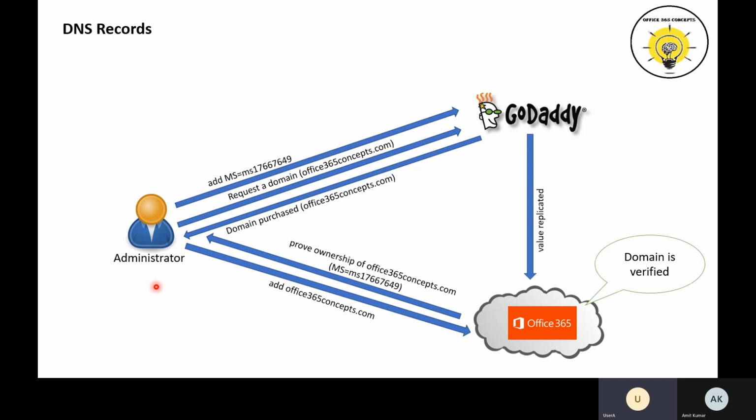TXT record is used to prove ownership of your domain. If you have owned a domain or if you have purchased a domain from GoDaddy or any other domain provider, Office 365 will give you a TXT value. You need to go to your domain provider website, and then add that value as a TXT record on your domain provider website. Once that value is added, it will take 5 or 10 minutes. The value will be replicated globally on the internet. And once that value is replicated, your domain will be verified in Office 365.